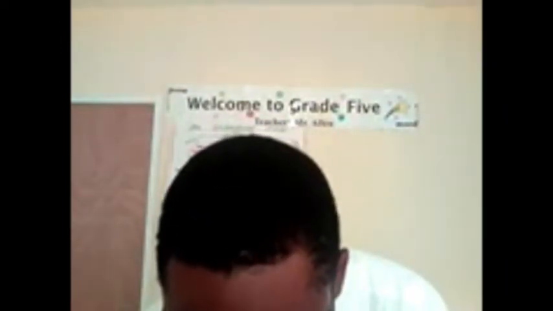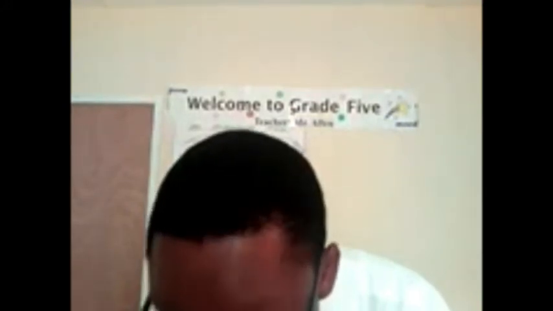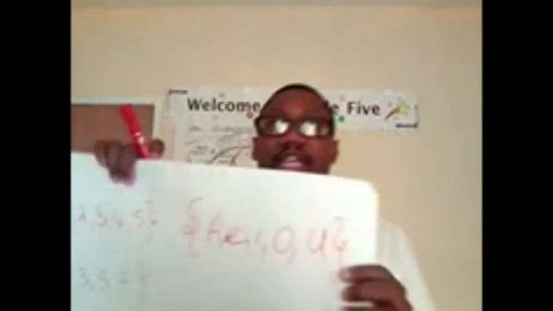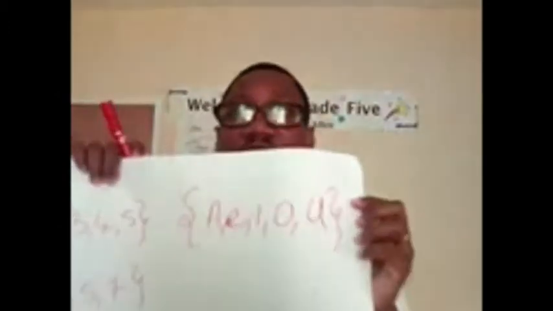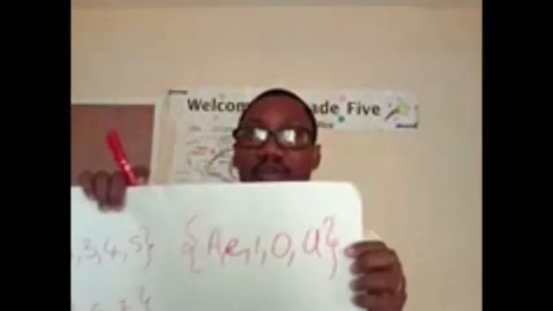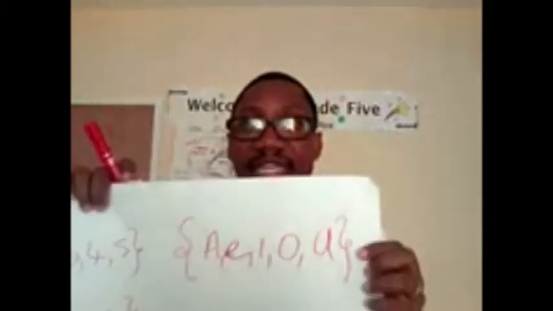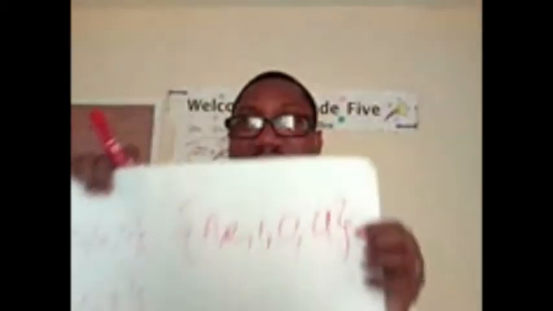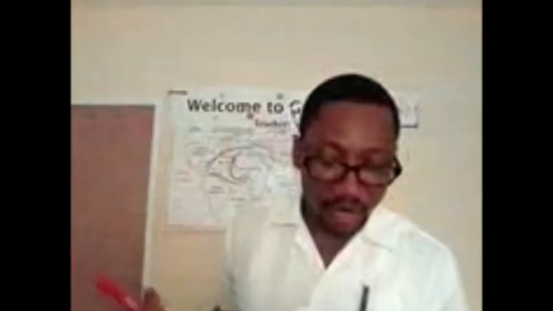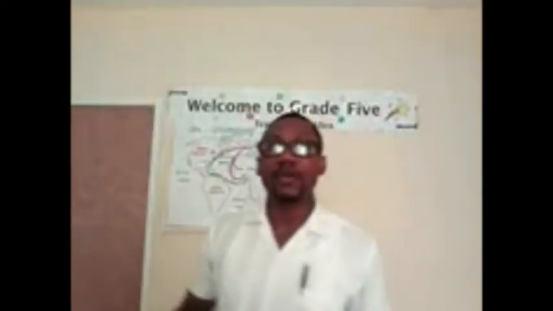A, E, I, O, U. So we are representing a set. So this is a set of vowels. All right. So A, E, I, O, U are the letters of the vowel. All right, good. So give me another example of how we can use letters to represent a set.